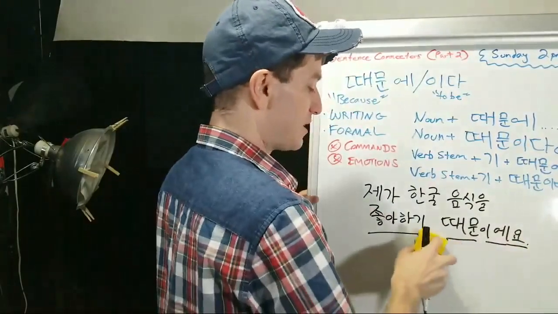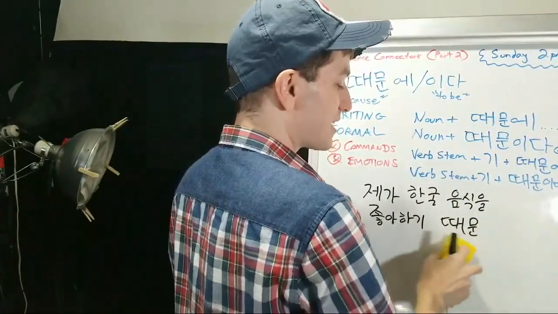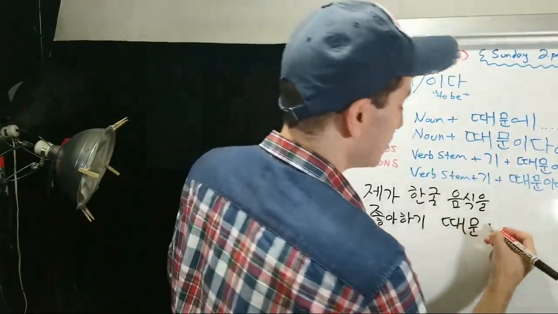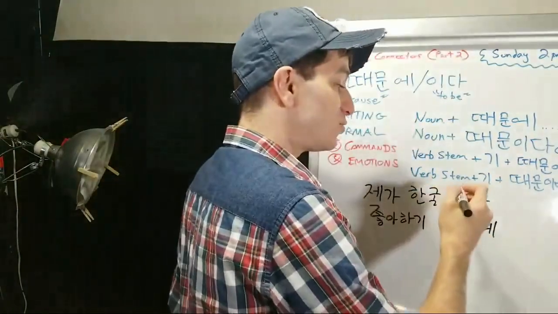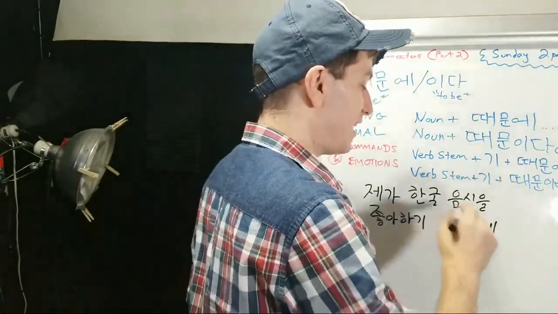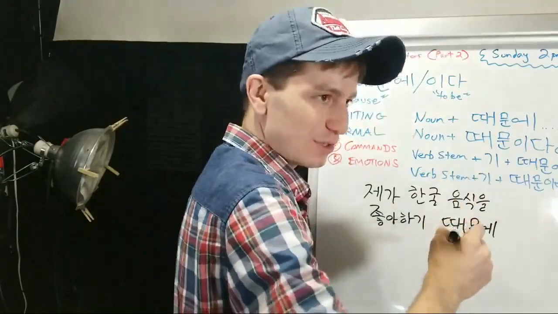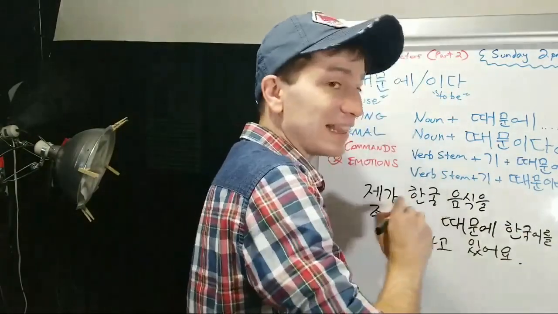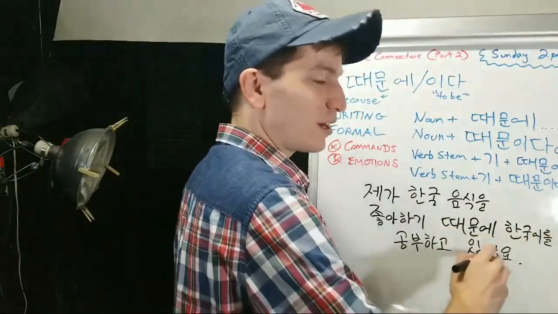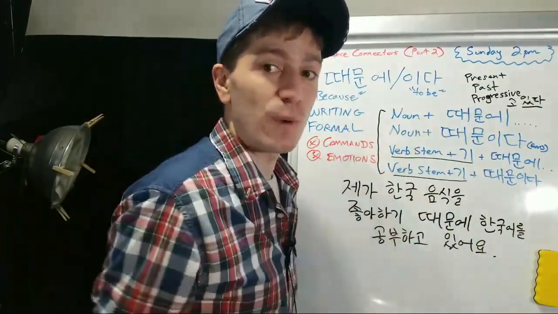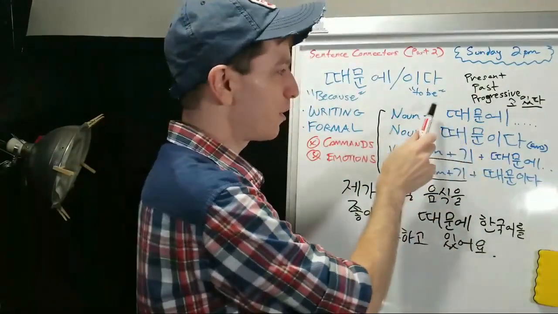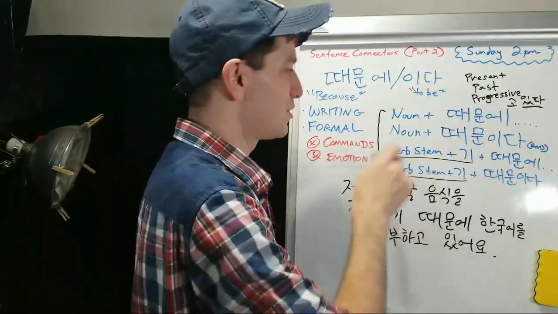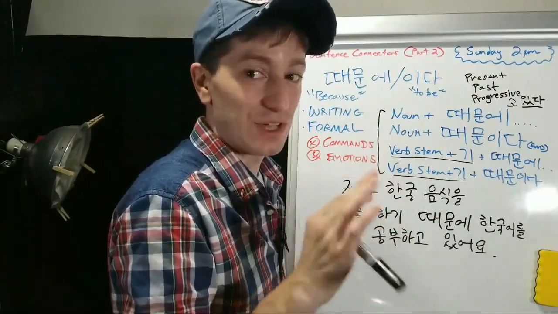Or you can change it. You could say I study Korean because I like Korean food. So we can do 때문에. Now we have 제가 한국 음식을 좋아하기 때문에 because I like Korean food. Then you can say 제가 한국 음식을 좋아하기 때문에 because I like Korean food, 한국어를 공부하고 있어요. I am studying Korean. If you were writing an essay, use this form. This form or the 서 form. But don't use the 니까 form for writing in essays. It will not be polite enough.